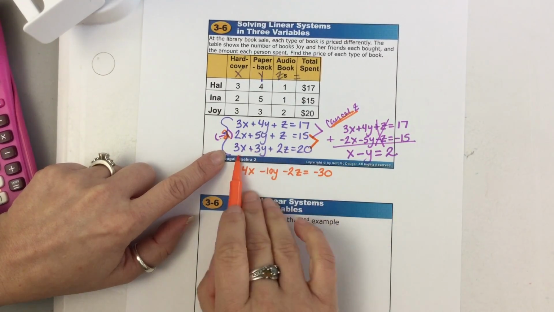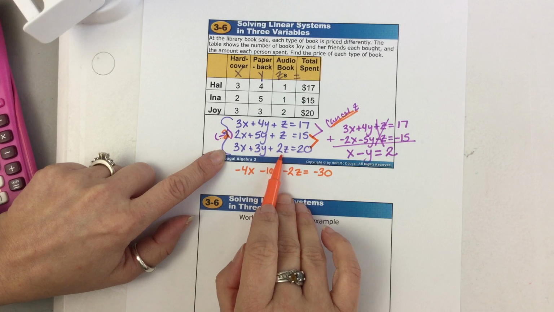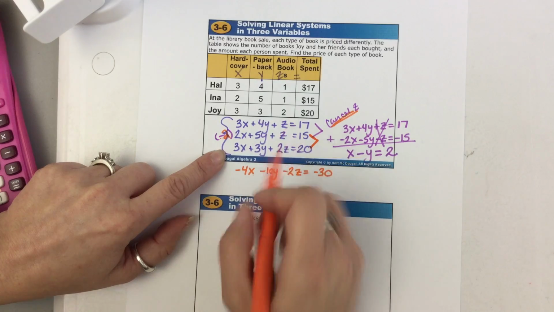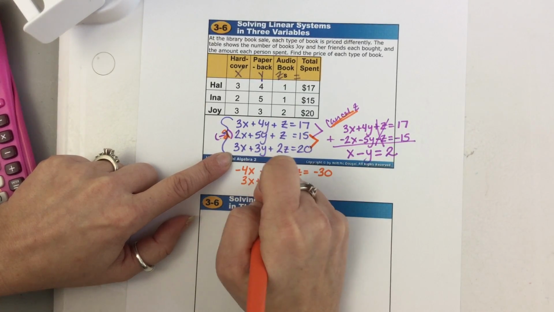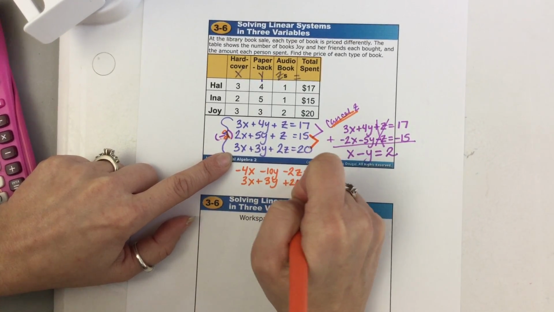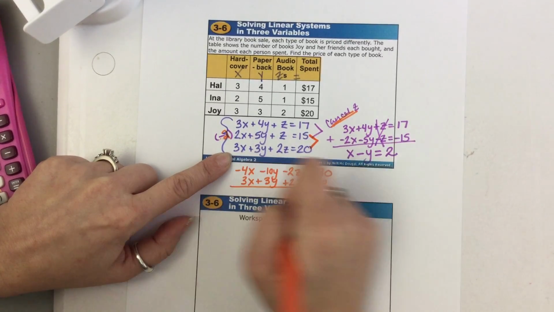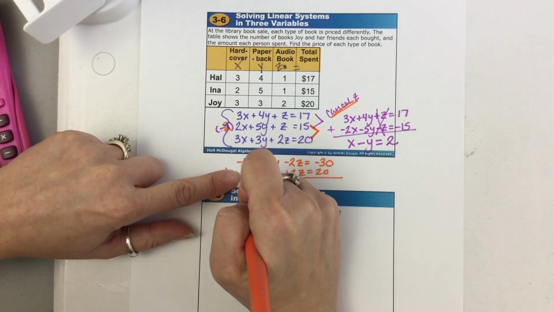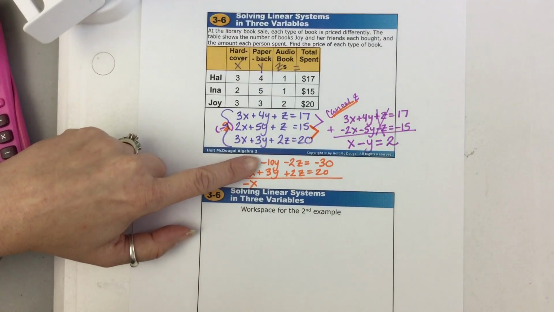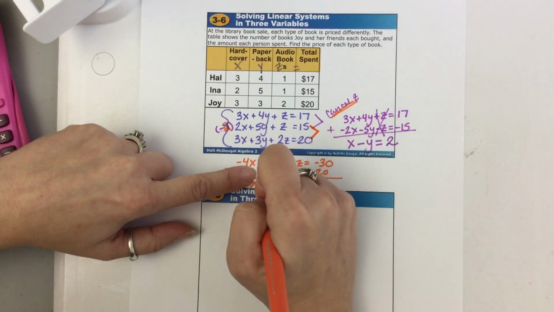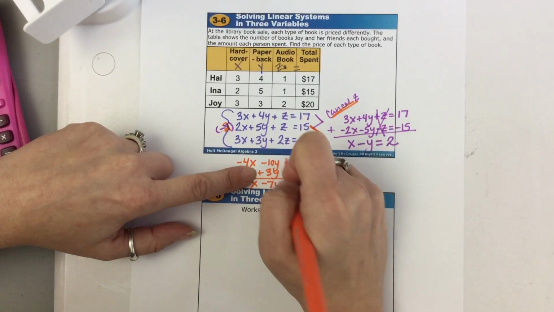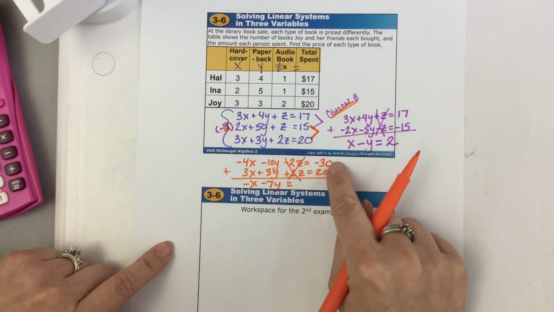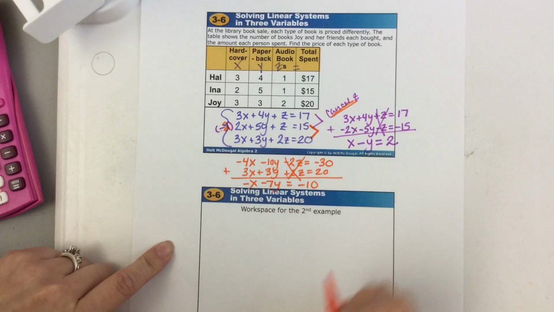Now I'm keeping the bottom the same because my goal here is to cancel z. And if I keep this the same, I'll be able to cross off z. 3x plus 3y plus 2z equals 20. Add them together. Negative 4x plus 3x is negative x. Negative 10y plus 3y is negative 7y. The z's canceled, and that's what we needed to do. Equals negative 30 plus 20 is negative 10.